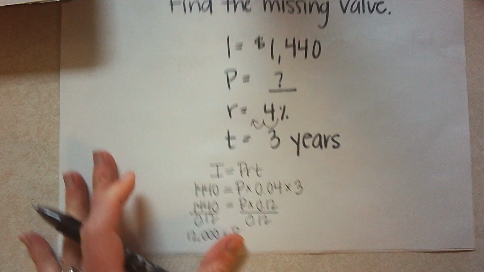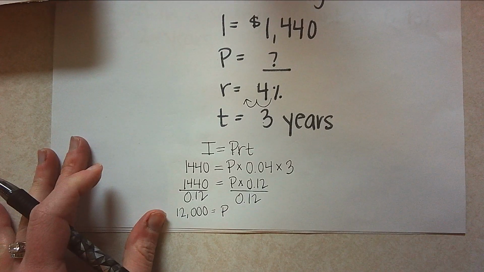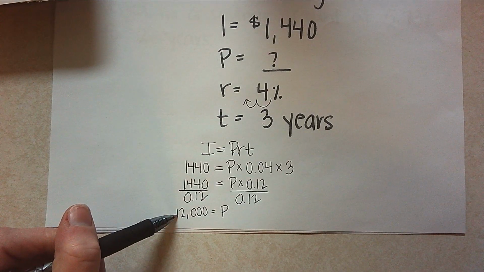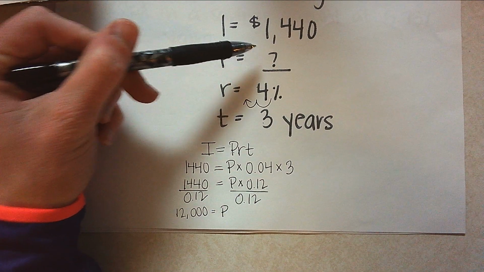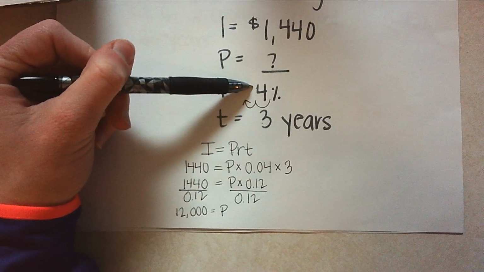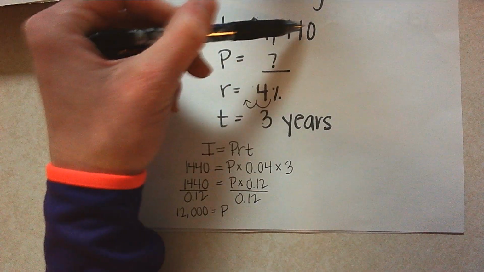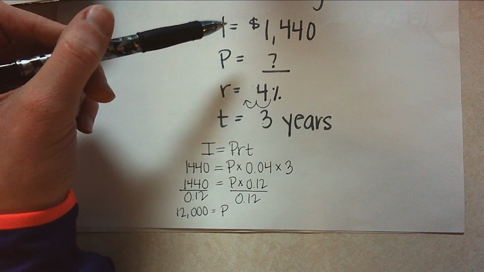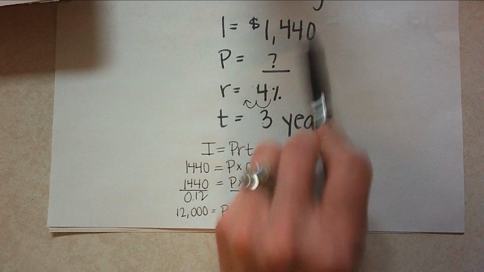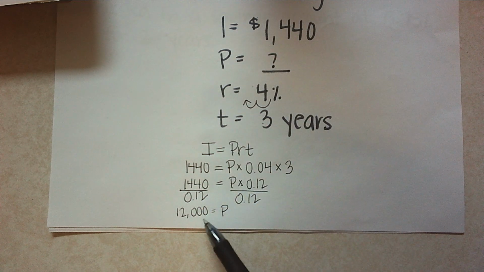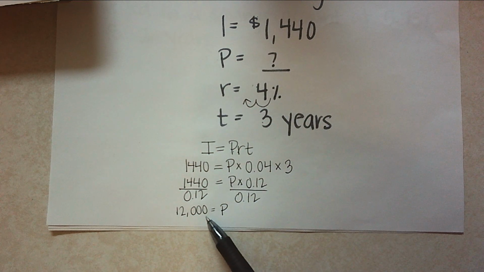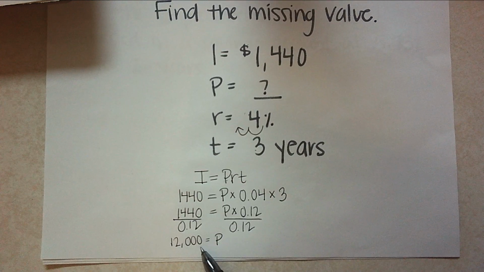So maybe this was a car loan. The initial amount that they had to borrow was $12,000. If they had a 4% interest rate and they paid that car off in 3 years, their interest would have been $1,440. So they would pay an extra $1,440 for that $12,000 car because they didn't have the money right up front.